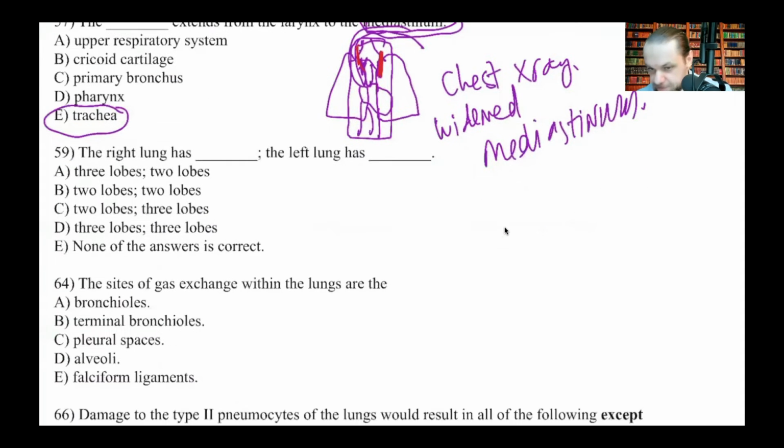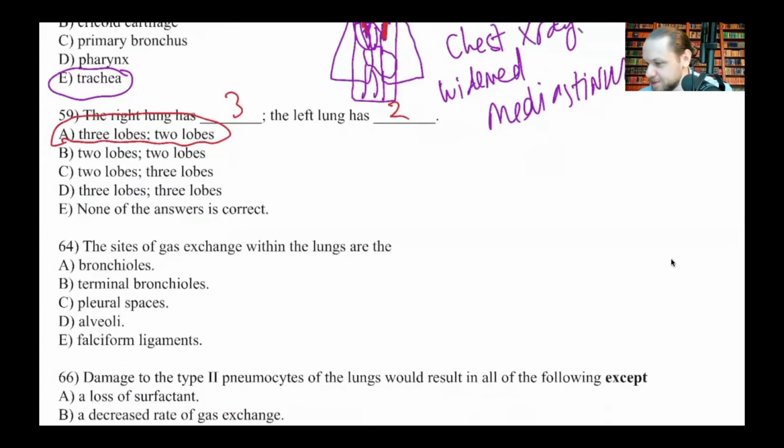All right. 59. Let's do, what else? Jessica. 59. The right lung has blank and the left lung has blank. I put A. The right lung has 3 lobes and the left has 2 lobes. That is correct. The right lung has 3 lobes and the left lung has 2 lobes. I showed you plenty of pictures of that. I think that's an easy question.